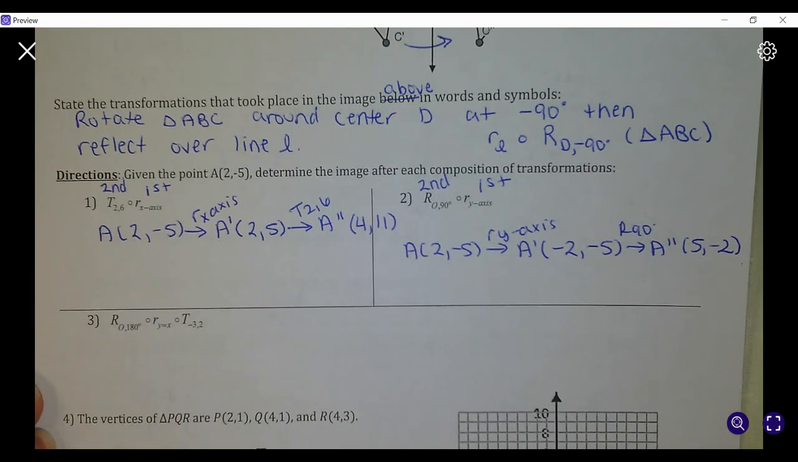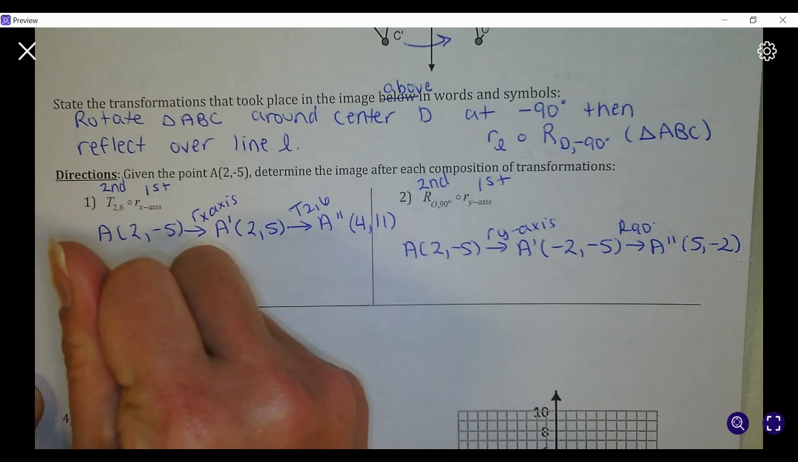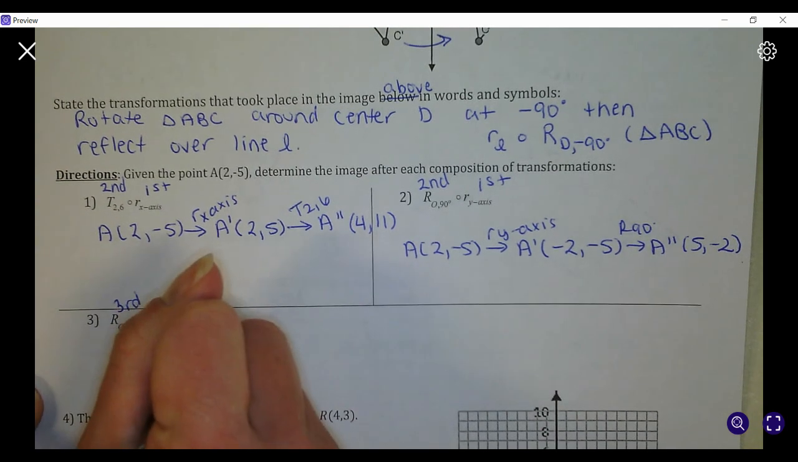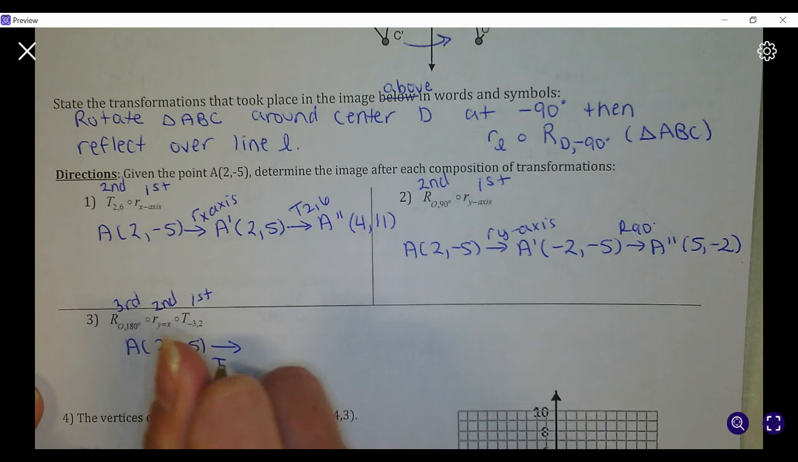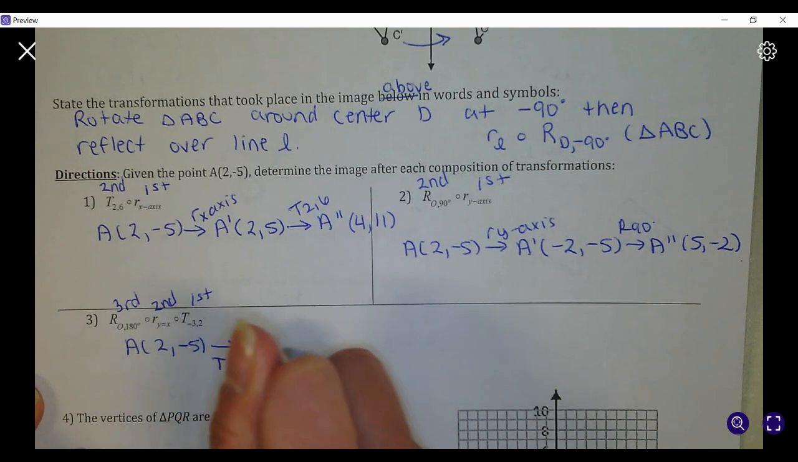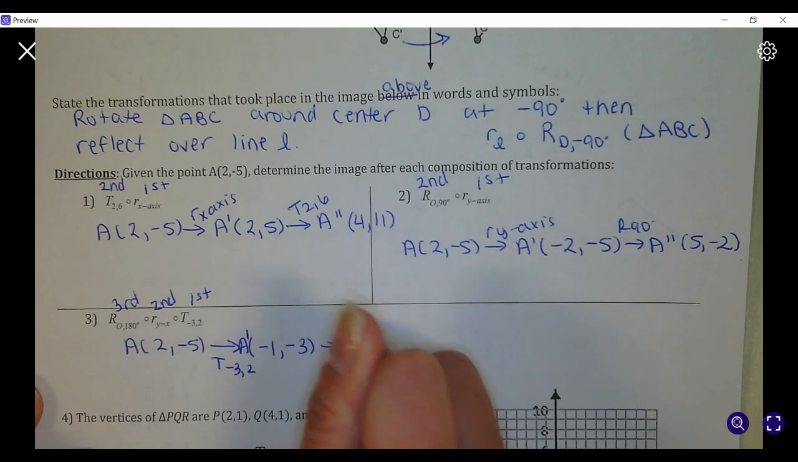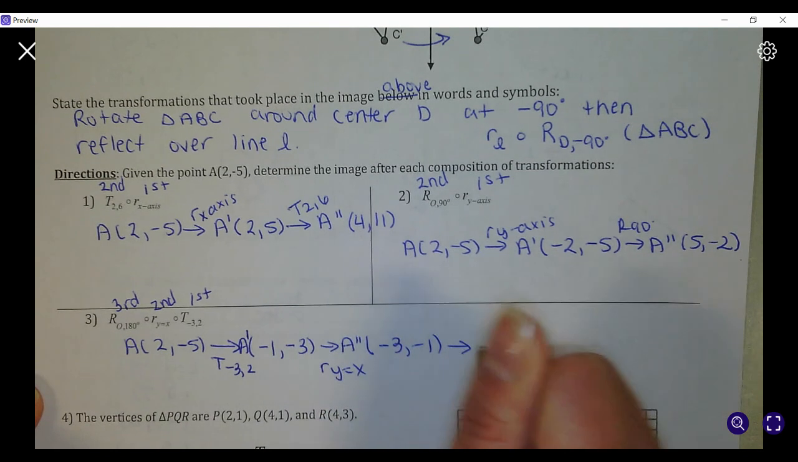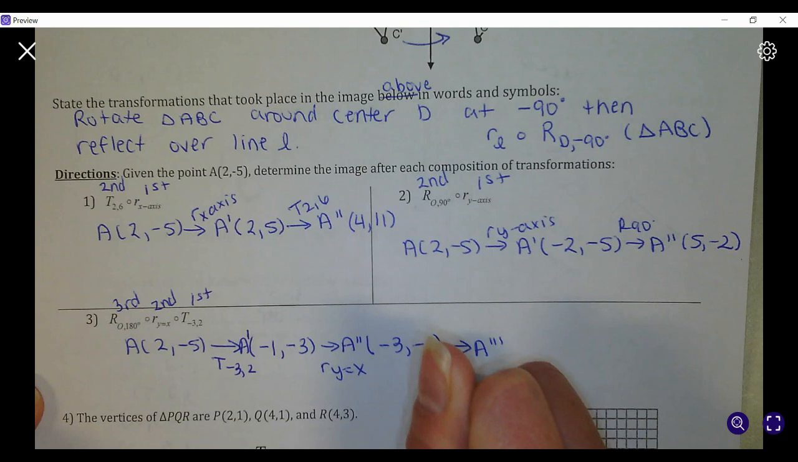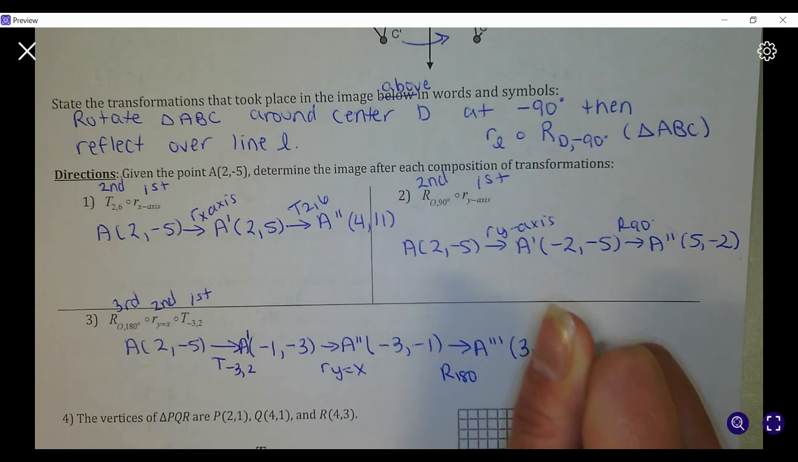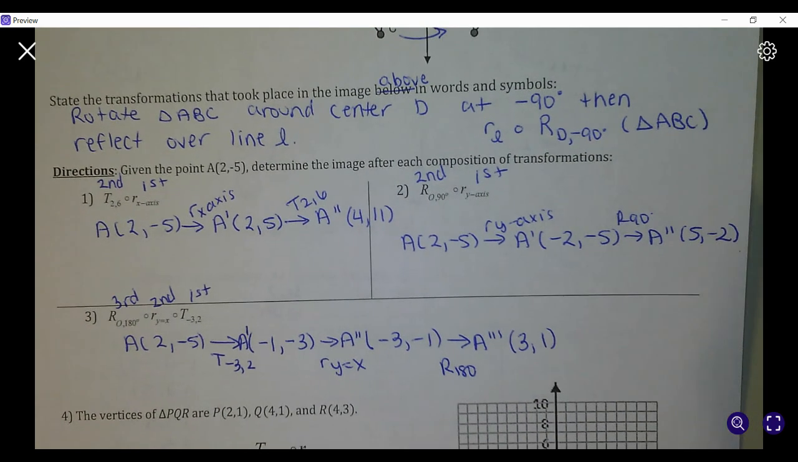Last one. Now this one has 3, so we're going to translate first, then reflect, then rotate. My coordinate is 2, negative 5 again. Let's translate first. So I'm going to add negative 3 to the x, add positive 2 to the y. That's a prime. Now I'm going to do a double prime, which is reflect over y equals x. So I'm going to flip them both. Now I'm going to do triple prime, which is rotate 180 degrees. So for that one, now our new coordinate becomes 3, 1. Right? Negate the x, negate the y.